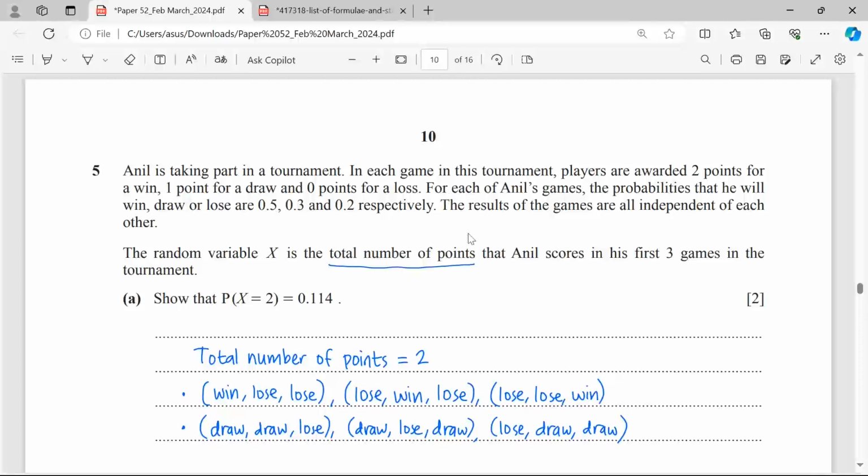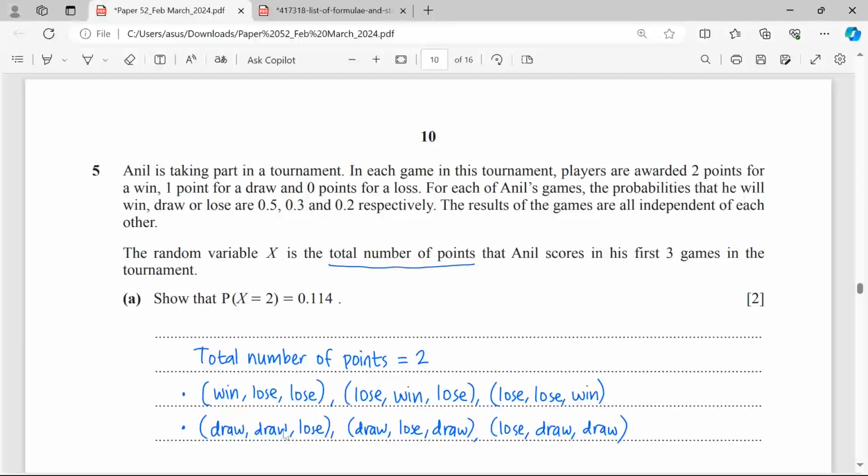Right? So here, in order to get x equal to 2, or in other words, total number of points equal to 2, you have to list down all possibilities. Okay, here are some possibilities. Win, lose, lose. So that means if the first one is win, we get 2 points. And then the second and the third one we lose, we don't get any points, just 0 points. So 2 plus 0 plus 0, that means we have the total number of points is equal to 2. And this one can also be lose, win, lose, or lose, lose, win. So we have 3 possibilities for the first one. Another possibility that we can have is the following.